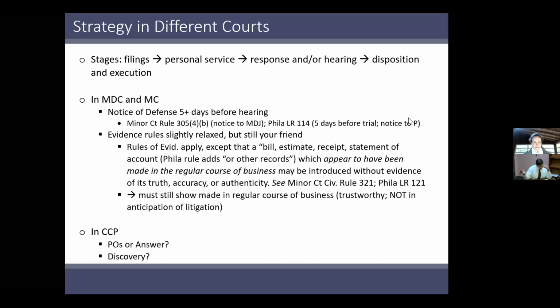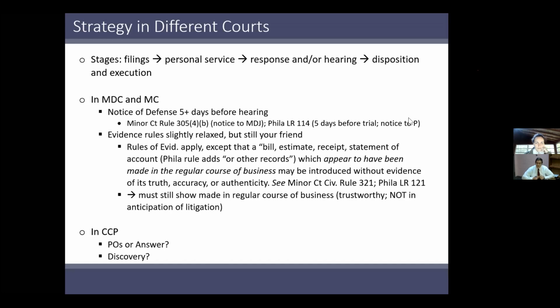The other thing to know is that the evidence rules are slightly relaxed at both the magisterial district court and at the municipal court. There's a separate rule we referenced there. It does allow for a bill, estimate, receipt, or statement of account to be brought without a witness, but you still have to show it's made in the regular course of business. And this doesn't get a contract in, and this doesn't get an assignment in. So they could show a statement of account, but they wouldn't be able to get anything else in. And so you should still be objecting as much as you can.